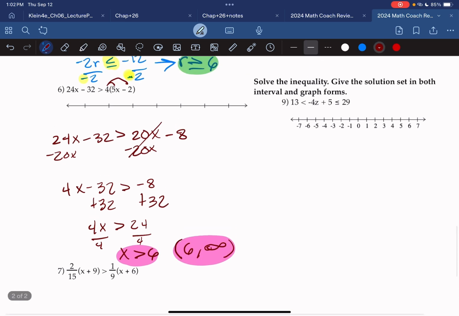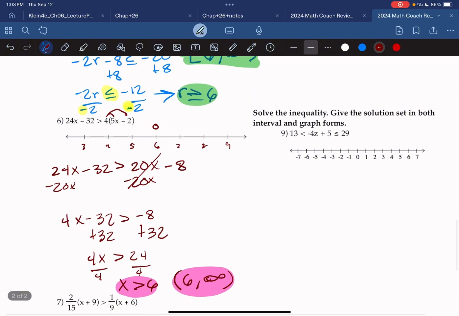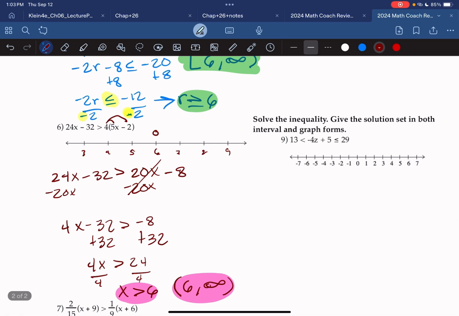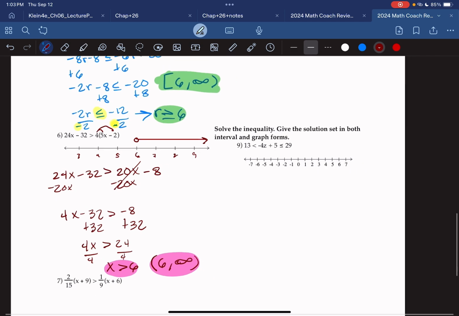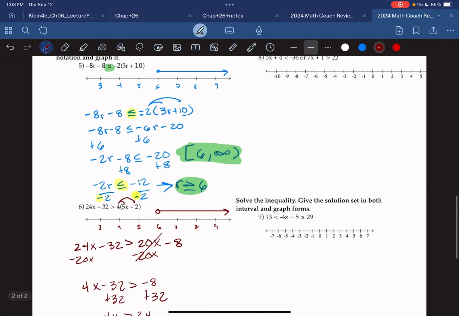And now to graph. So once again, let's just do 3, 4, 5, 6, 7, 8, 9. And then, like I said, since it's just greater than and not greater than or equal to, our circle is going to be open when we graph. It's not going to be closed. And it says x is greater than 6. And when something is greater than, it's positive, and we go to the right once again. So once again, answer, interval notation, graph.